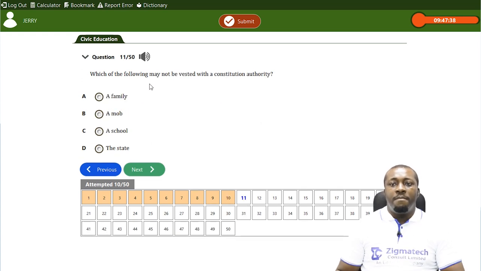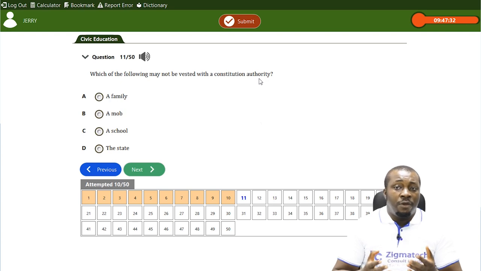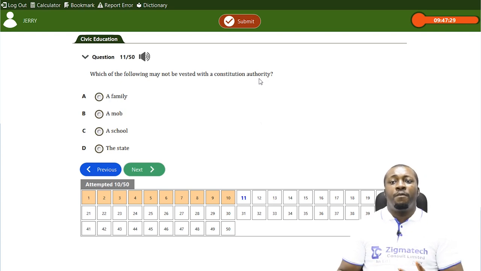Now, which of the following may not be vested with a constitutional authority? That may not be vested with an authority. Now, a family has authority. C, a school has authority.